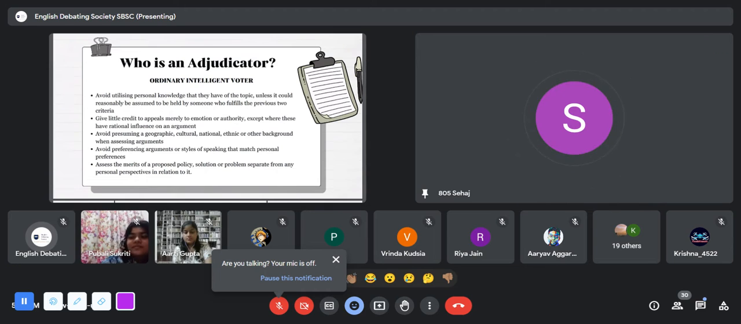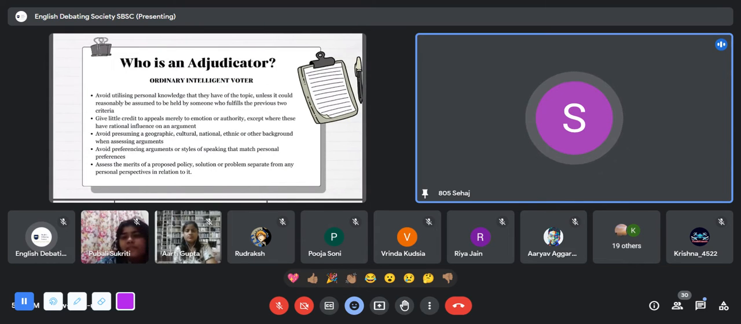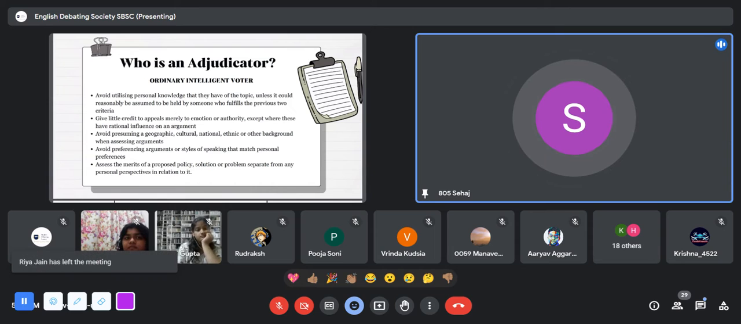Cool. Four to five points here as well. First, you have to avoid utilizing personal knowledge that you have of the topic unless it could reasonably be assumed to be held by someone who fulfills the previous two criteria. In the previous two criteria, you've gotten to know what the basic expectation is and what you need to know of the basic current events. What do you need to then avoid? You need to avoid having in-depth personal knowledge of something.